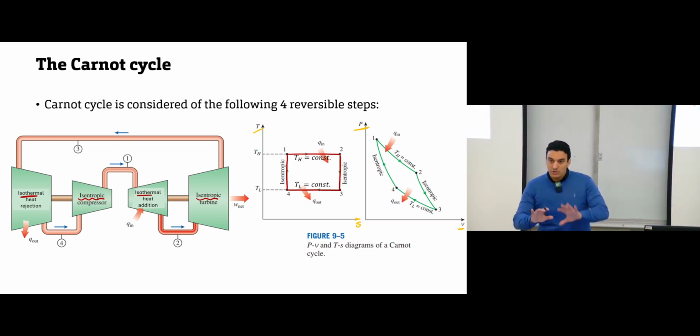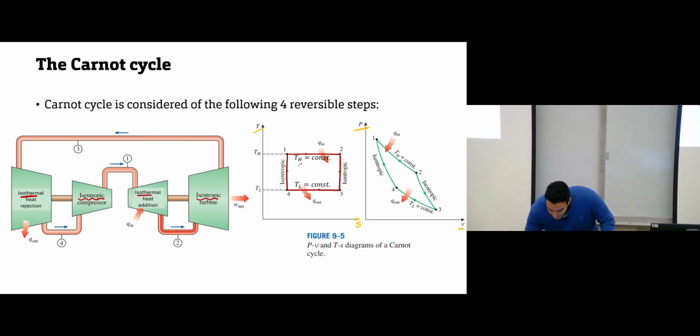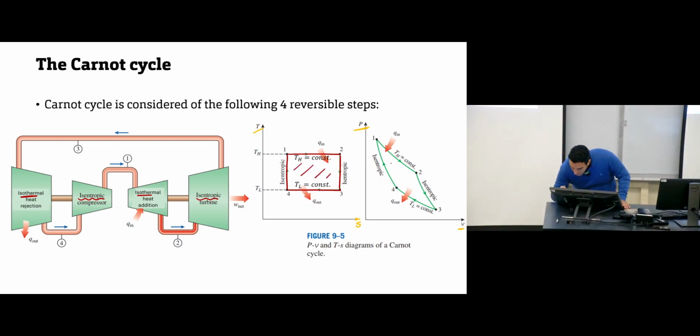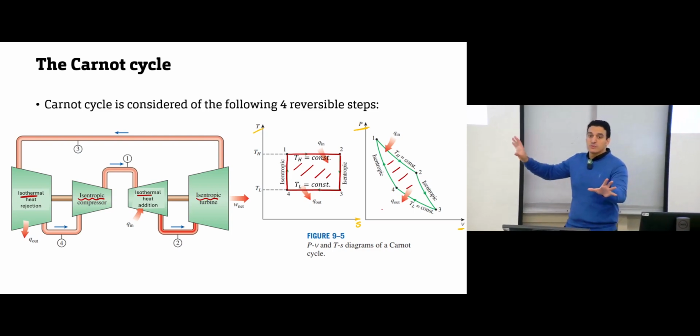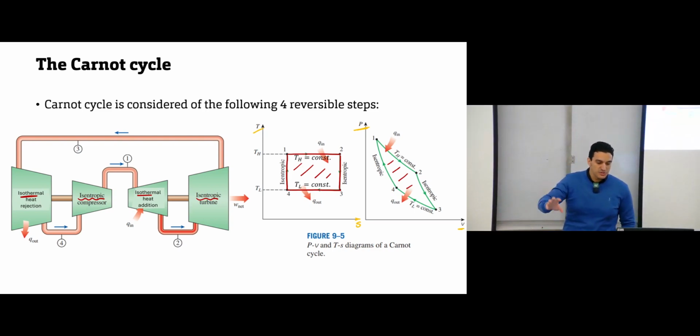But if you calculate the area between the lines, this area and this area, both of them will be the same, because both of them represent the same cycle. Both of them represent the amount of work obtained from it. Clear? Any questions so far?